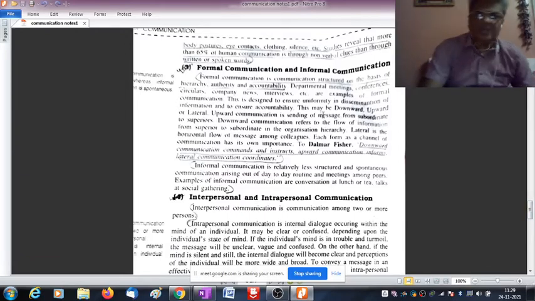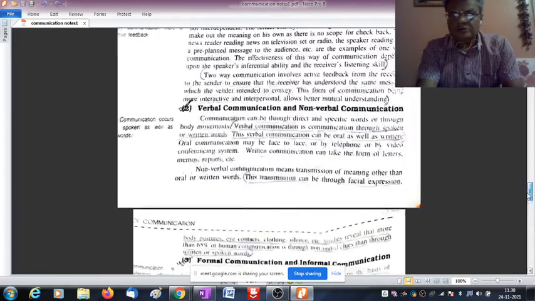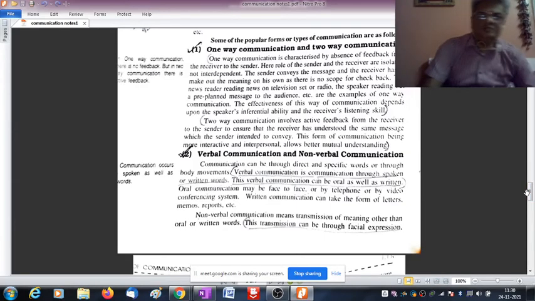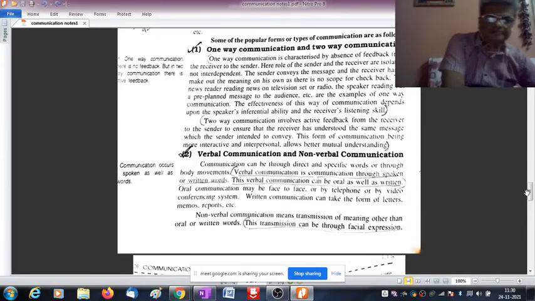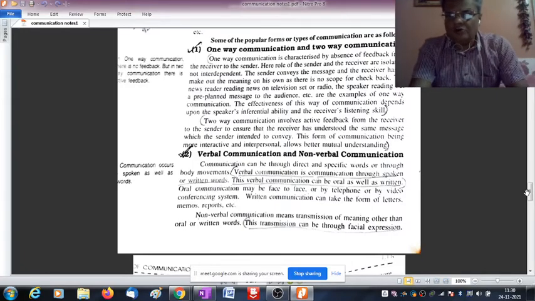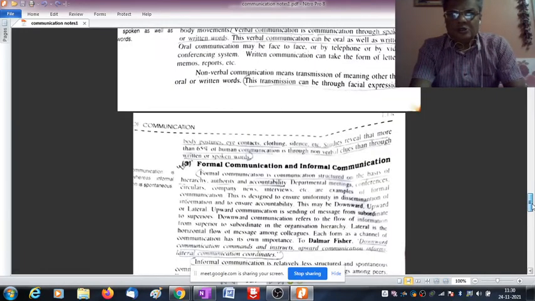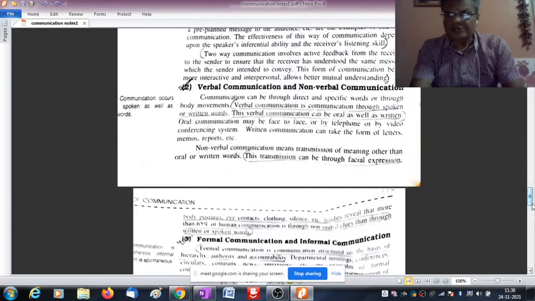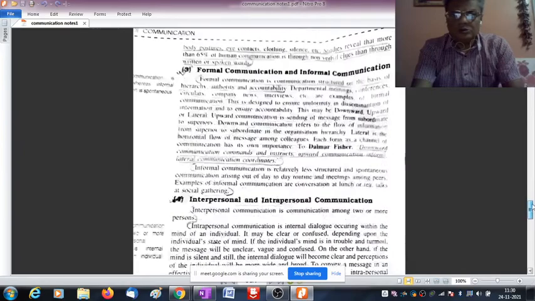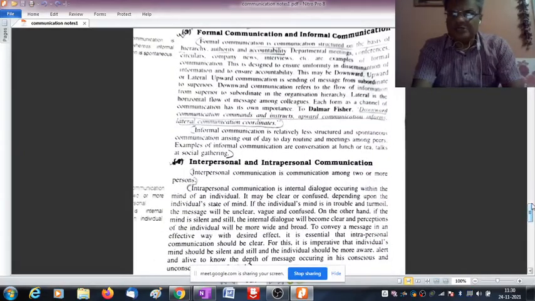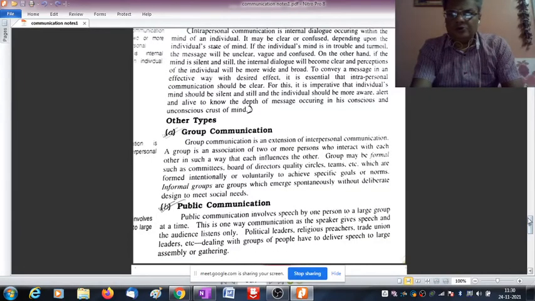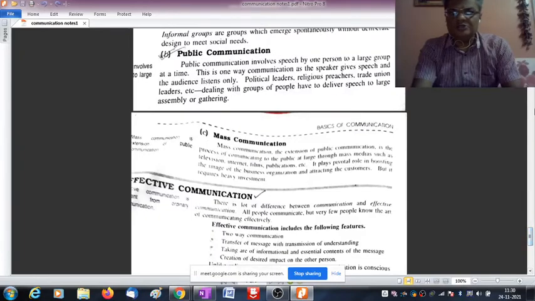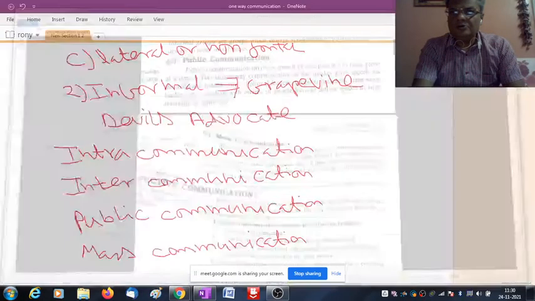Now, these are the types of communication that I have explained. One-way communication means there is no feedback, and two-way communication means that you are giving feedback. Verbal and non-verbal communication I have already explained. Formal and informal communication I have already explained. Interpersonal and intrapersonal I have explained. Group communication means communication between two groups. Public communication, mass communication. So basically these are all about communication.